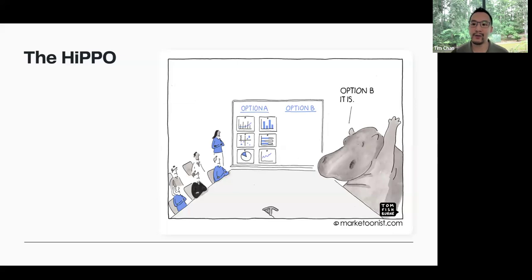All right, I want to introduce a character. This is affectionately known as the Hippo. Hippo is short. It's an acronym for highest paid person's opinion. And it's how many businesses, at least in the old days, used to make decisions. Some businesses are doing this today. It's what you do when you aren't data-driven.